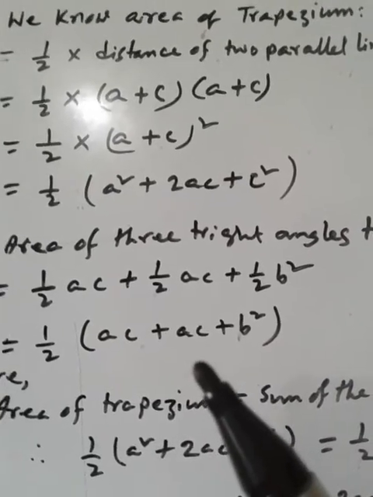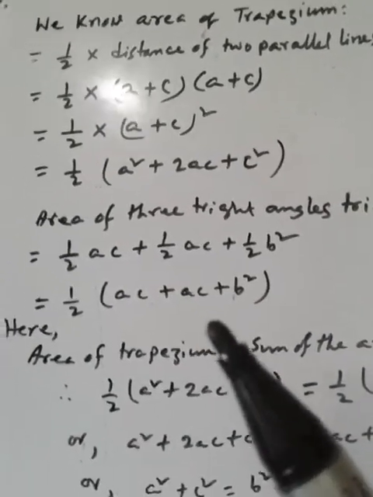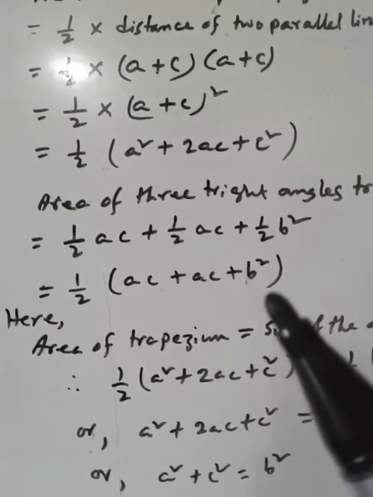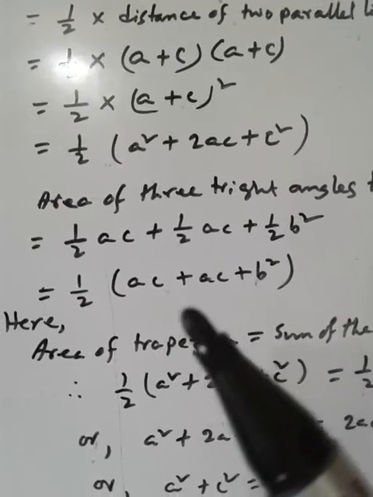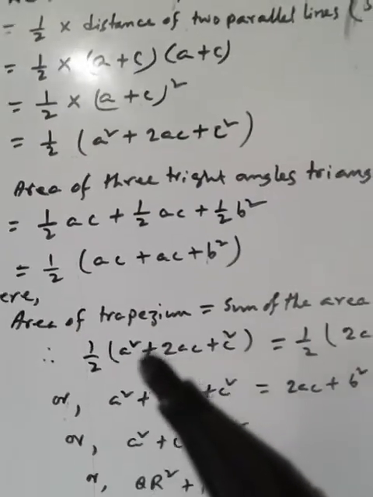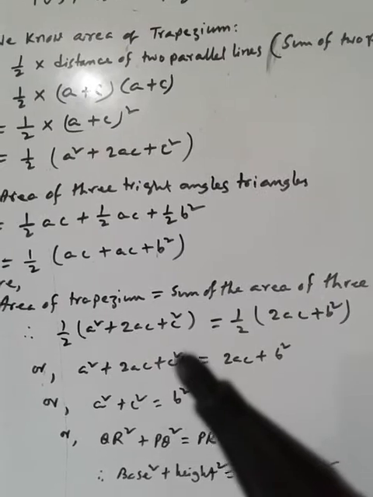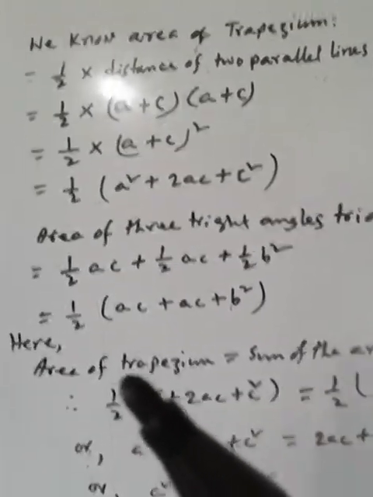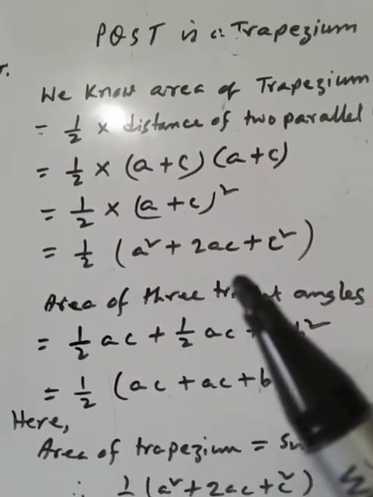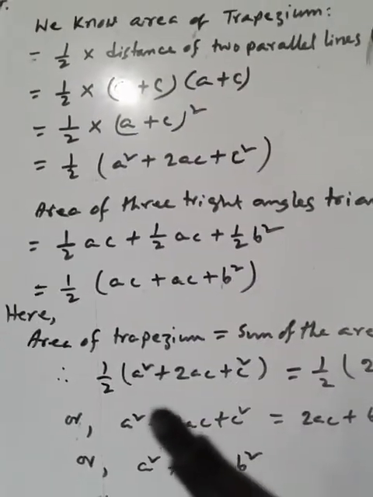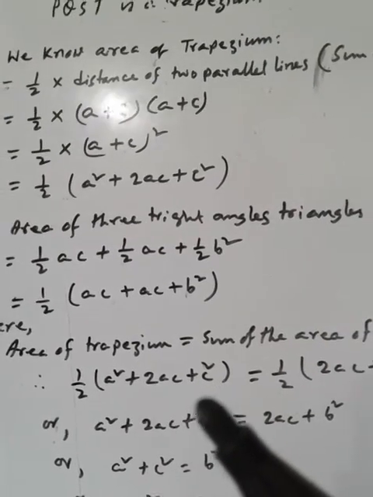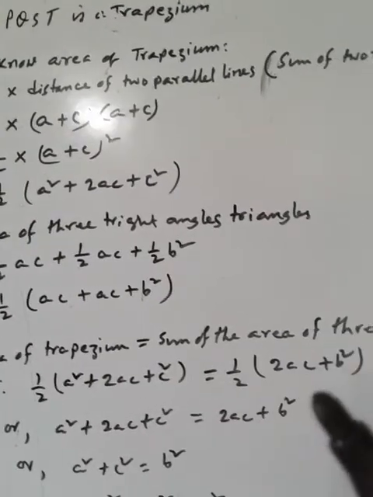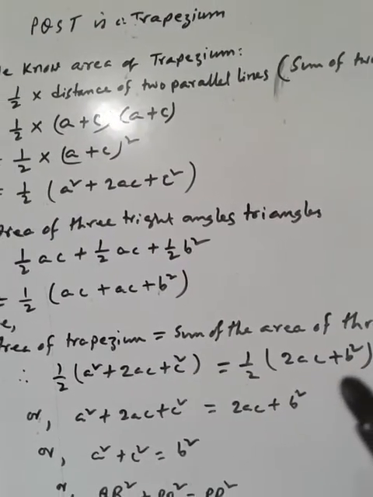AC plus AC equals twice AC, so the area of the three triangles is half into (twice AC plus B square). The area of the trapezium we got is half into (A square plus twice AC plus C square). And the area of the three triangles is half into (twice AC plus B square).